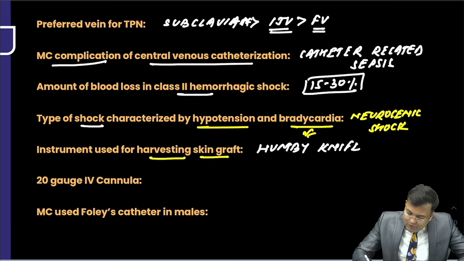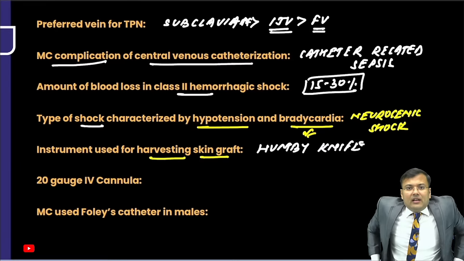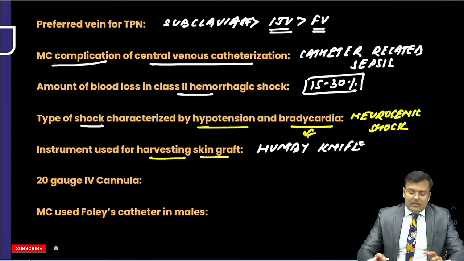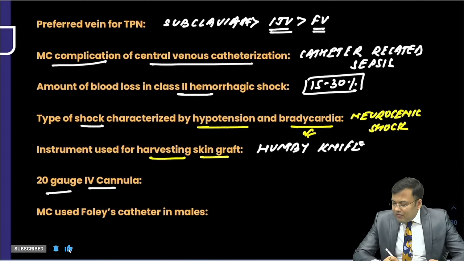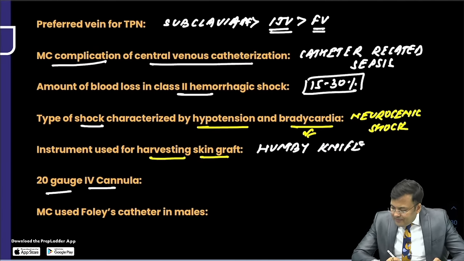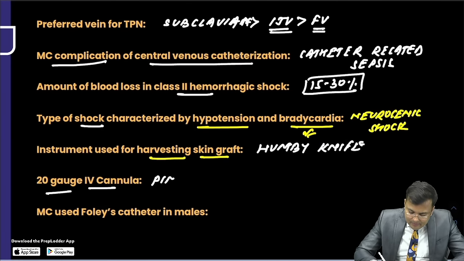Cannula and Foley's catheter. Color coding is very important. So what is the color of 20 gauge IV cannula? Yes, 20 gauge is pink, 18 is green, so it is pink.